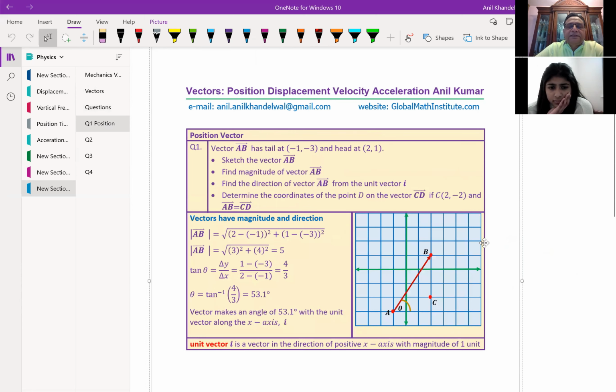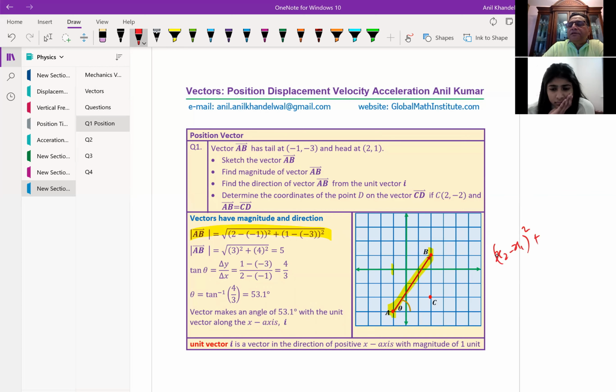Of course, the first half is exactly what you said. So in this, we have a vector AB whose tail is at -1, -3. So we are given that point A is at -1, -3, and B is shown at 2, 1. So vector AB is given in this solid line. Now, to find the magnitude of this vector, we'll use the distance formula using Pythagorean theorem. The distance formula, as you know, is x2 minus x1 whole square plus y2 minus y1 whole square, right? That is the distance formula which we have used here, and the distance comes out to be 5 units.